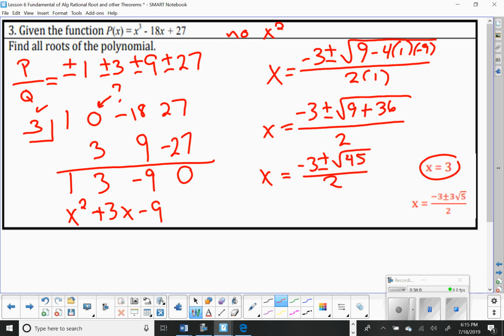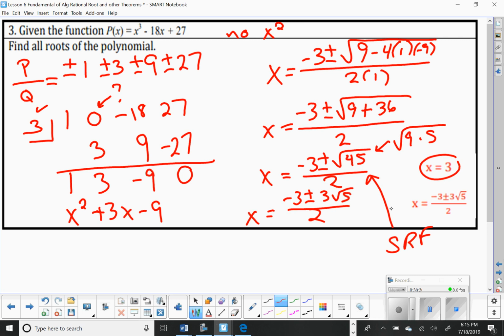If you left it like this, you would miss a point because you need it in simplest radical form. Remember that 45 is the square root of 9 times 5. So x is equal to -3 plus or minus 3 root 5 all over 2. Okay? On your test, if you saw simplest radical form next to this answer, I'm asking you to finish it up here.